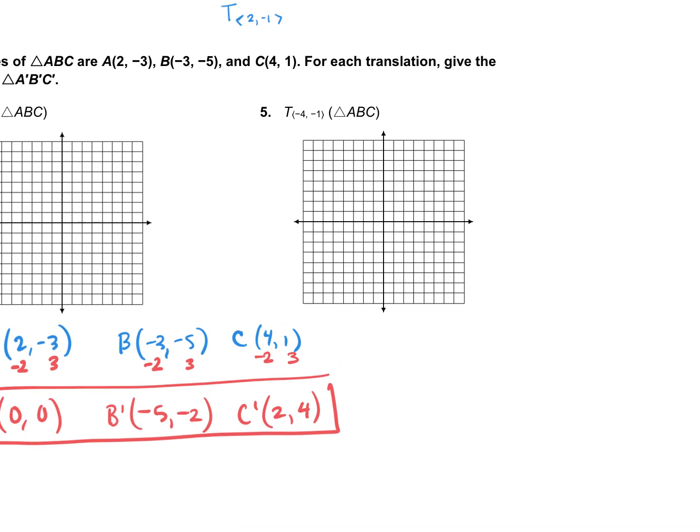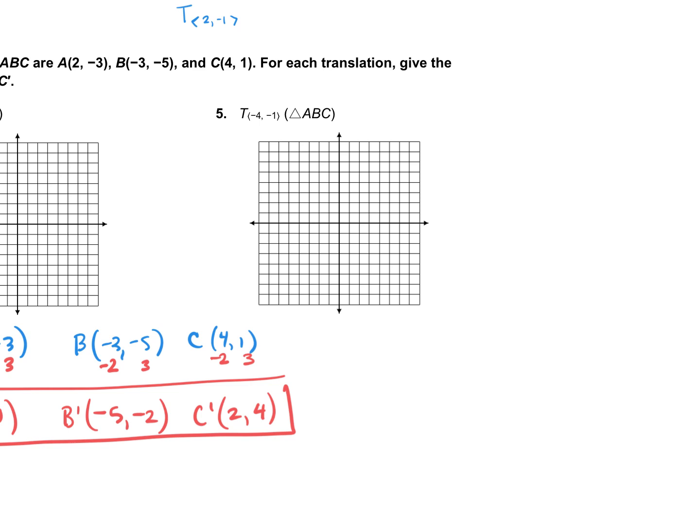Number 5, we're going to do the same thing. Maybe I'll write these over here. We've got point A, it's still the same points, 2, -3. B is -3, -5. And C is 4, 1. All right, so our translation rule this time says -4, so we want to go to the left 4, and then -1, down 1. So remember, the first number is your horizontal shifting of your x's. The second number is the vertical shifting of the y's. So I'm just going to subtract 4 from the x's and subtract 1 from the y's.